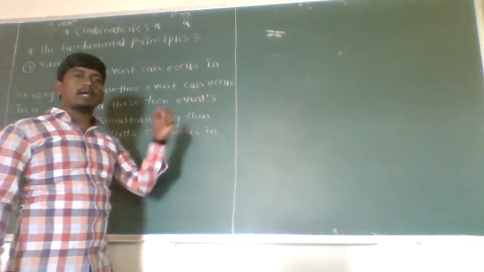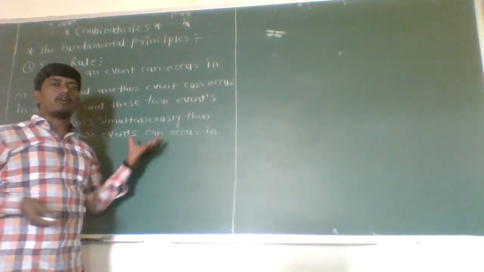Suppose A and B are two events where event A can occur in m ways and event B can occur in n ways, and these two events A and B cannot occur simultaneously; they occur separately. Then one of these events, that is either A or B, can occur in m plus n ways. Since event A can occur in m ways and event B in n ways, the total number of possibilities for the occurrence of any event is m plus n.